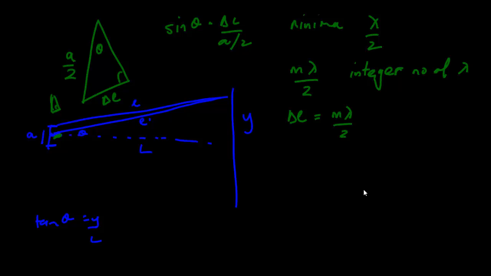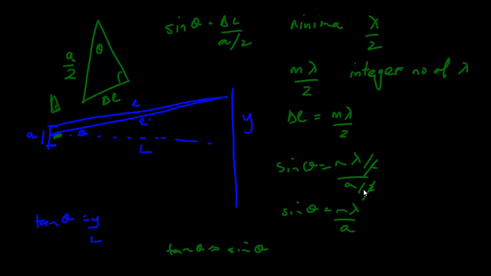And that means that we end up having sine theta is equal to m lambda on 2 over A on 2. But you see that the 2's cancel out. And so you have this expression, which is m lambda on A. So sine theta is equal to m lambda on A. And then we made this assumption that tan theta is approximately equal to sine theta, which means that then you can use this expression where y on L is equal to m lambda on A.